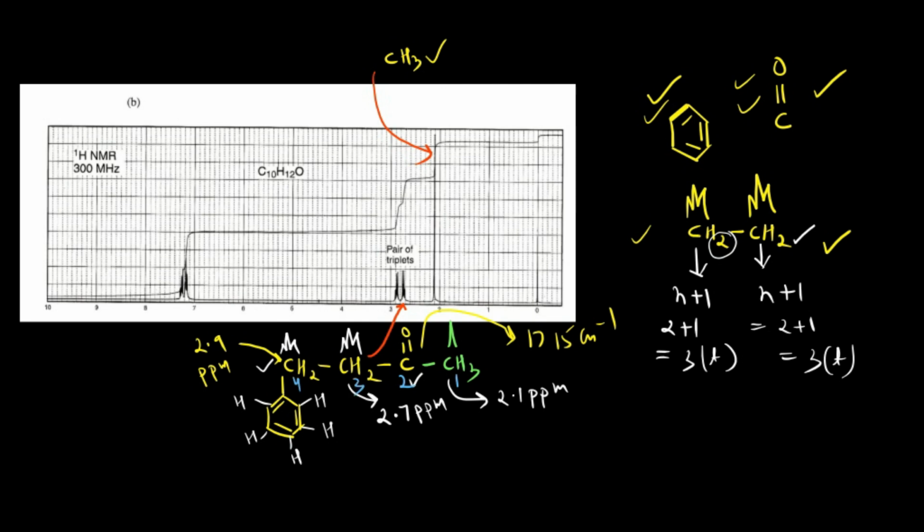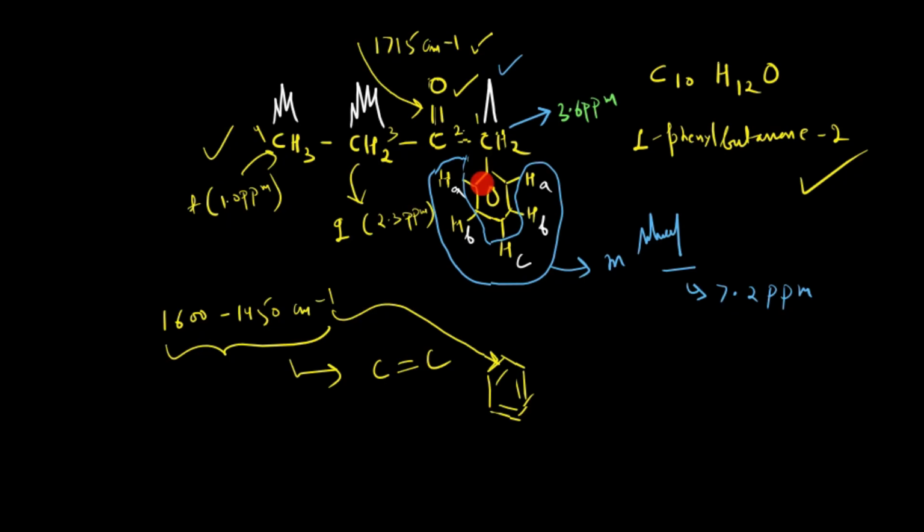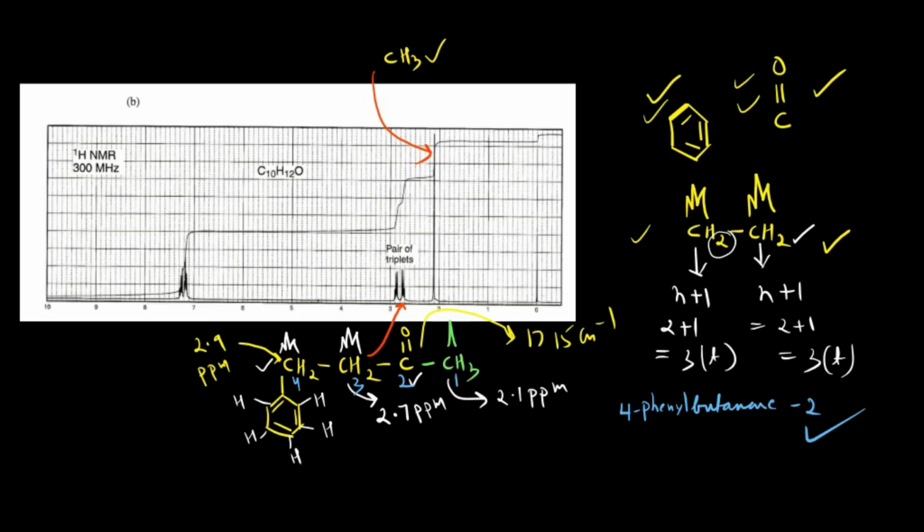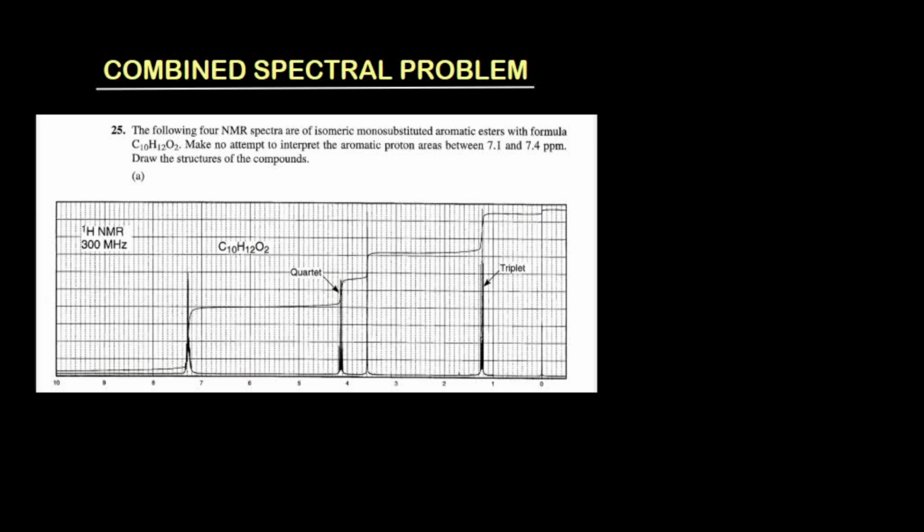So it is basically your 4-phenyl, 4-phenyl butanone 2. So these are the 2 structures. The first one was this one, which is your 1-phenyl butanone 2, and the second structure is basically your 4-phenyl butanone 2. So this is how you can differentiate between the isomers by using their IR spectra and the proton NMR data. This is the problem number 25, which is given in the chapter 3 of Pavia Lampman spectroscopy book.